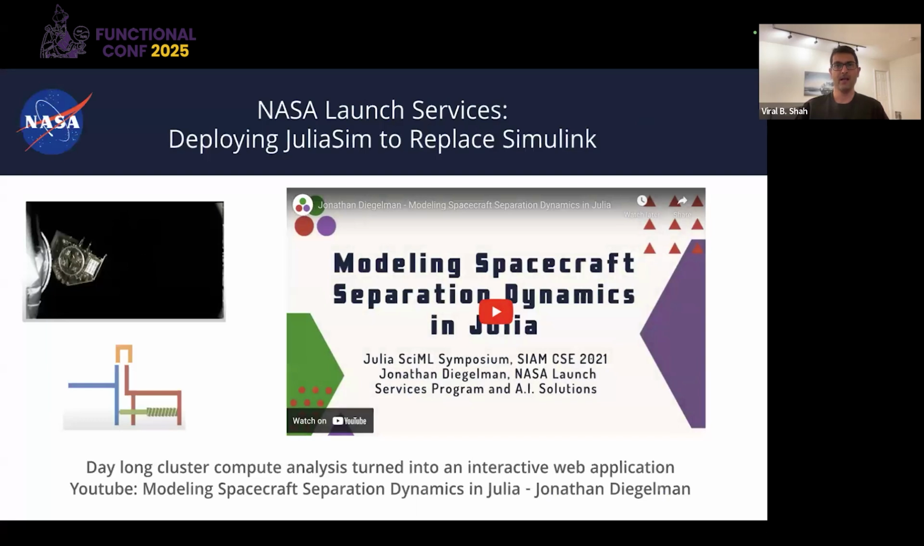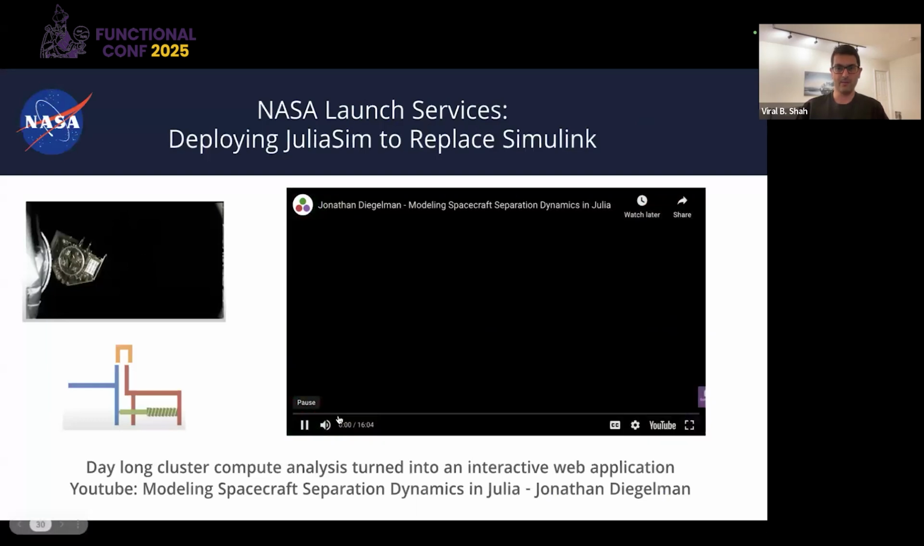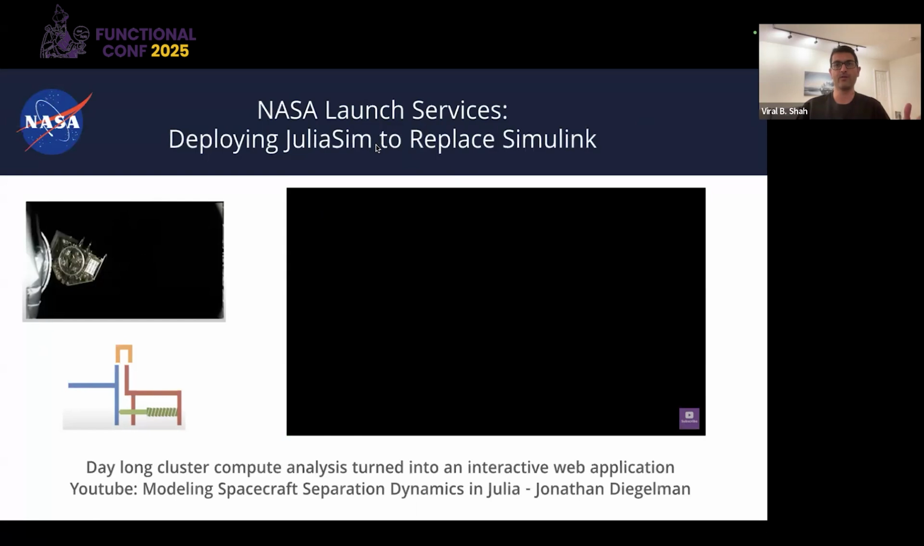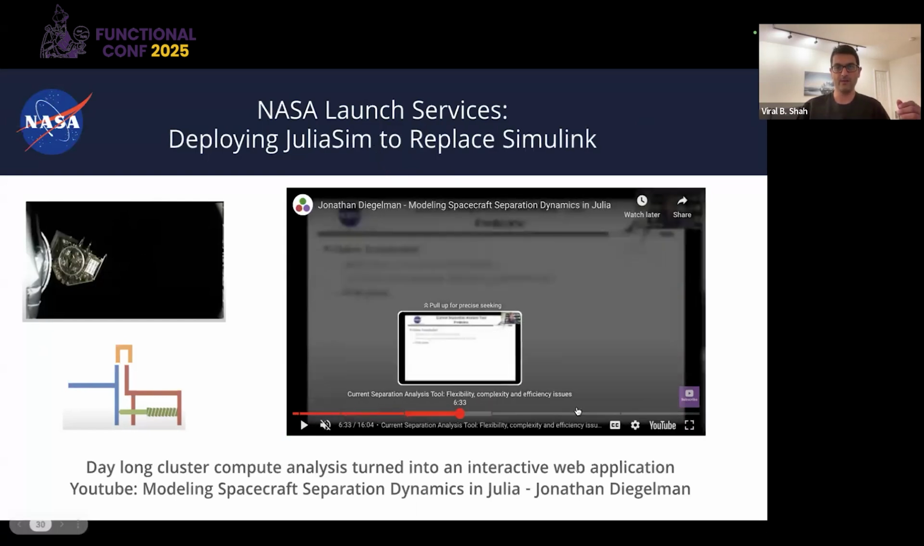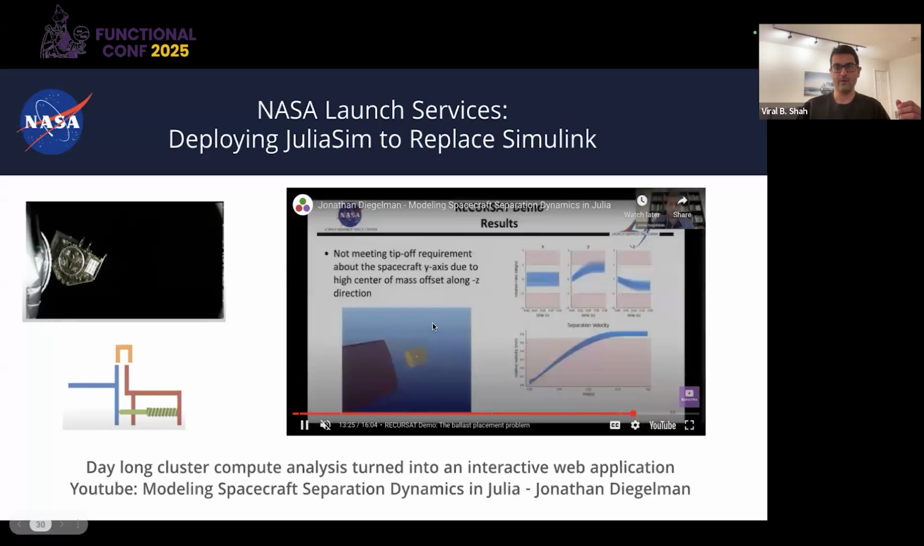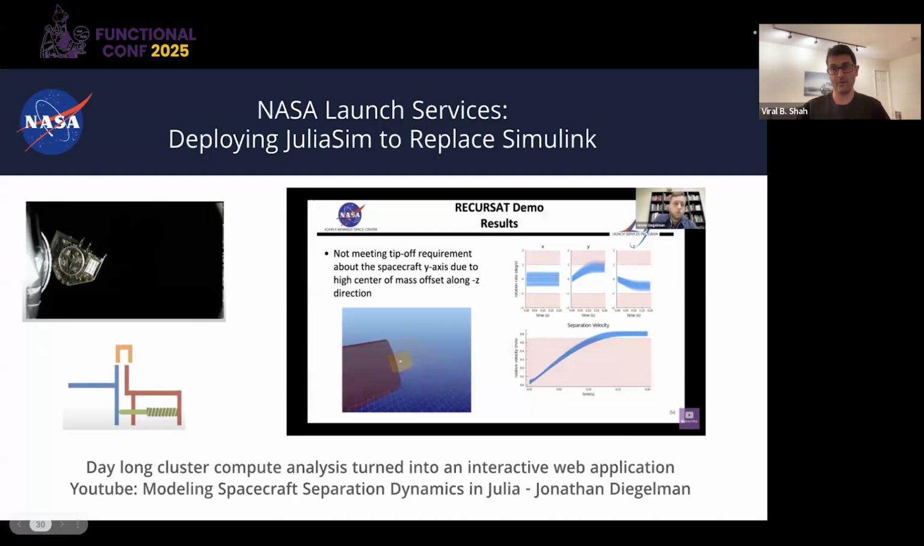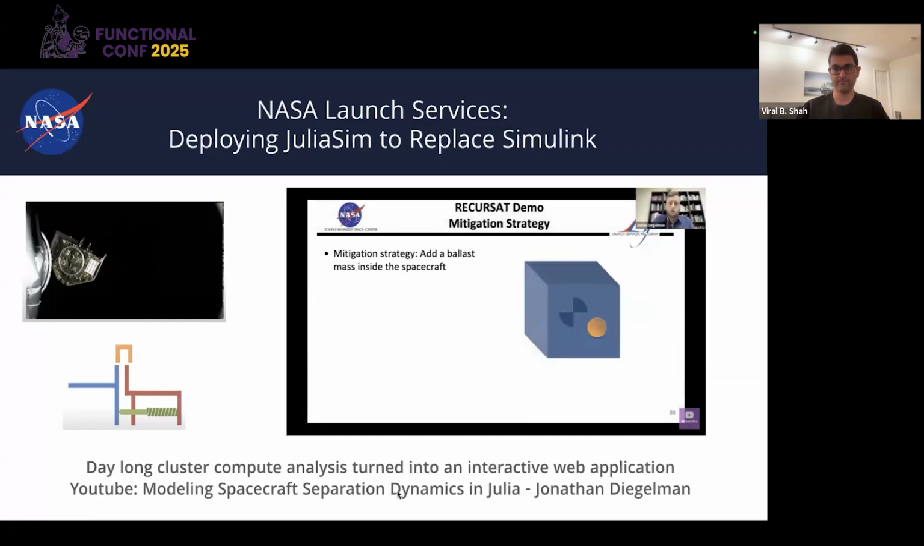At NASA, the launch team designed a JuliaSim-based model to replace Simulink. This is from their talk, which shows the spacecraft separation dynamics, which in this case turned out to be several thousands of times faster than Simulink. And you can see this Monte Carlo simulation being visualized here.